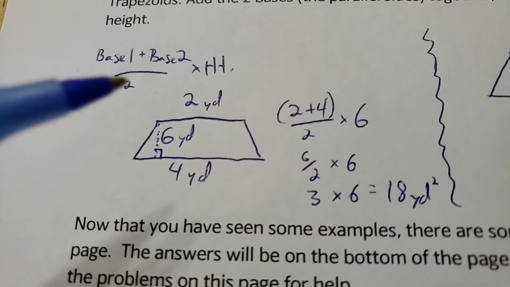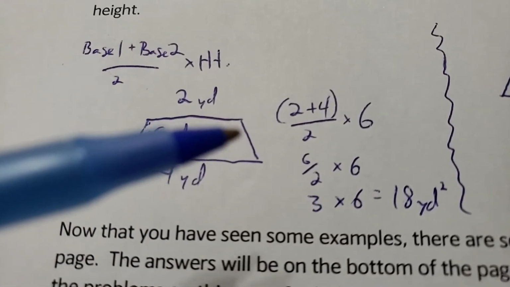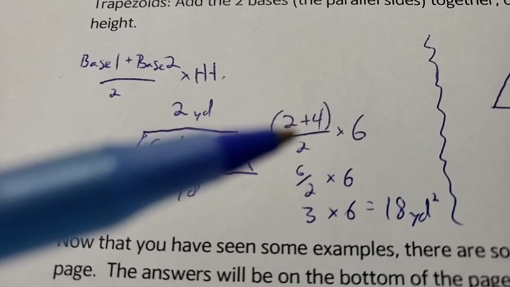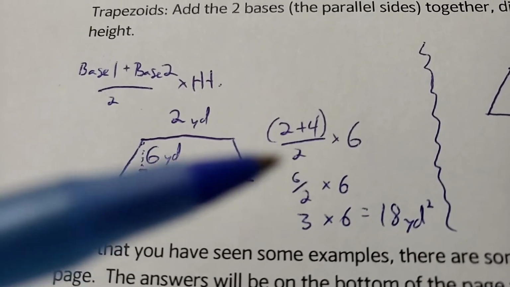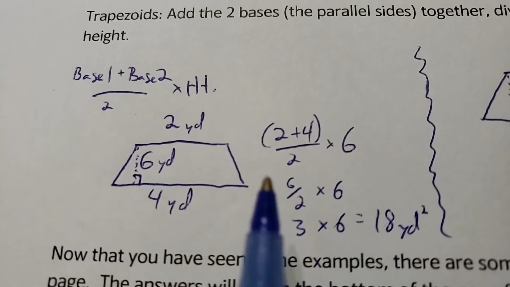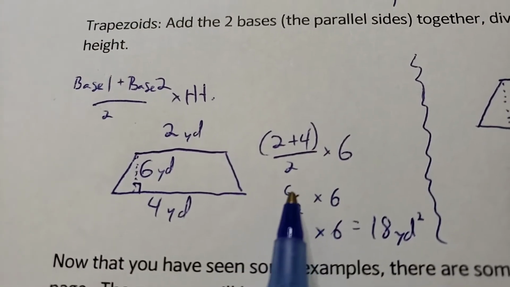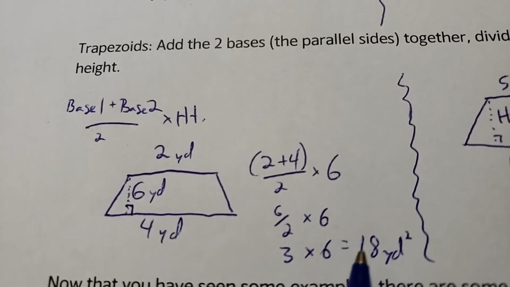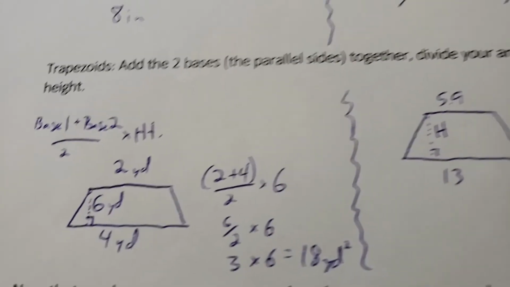So in this particular picture, the 2 bases are the 4 and the 2. Add them together, 2 plus 4, and divide that by 2, and you multiply by the height, which is 6. And if we add 2 and 4 together, we get 6. 6 divided by 2 is 3. 3 times 6 gives us 18 square yards.